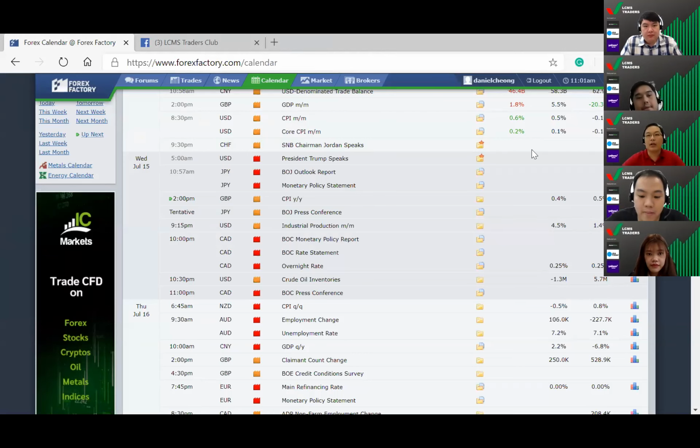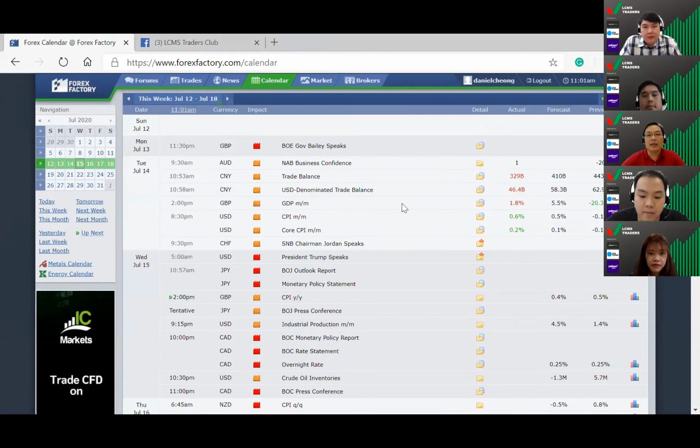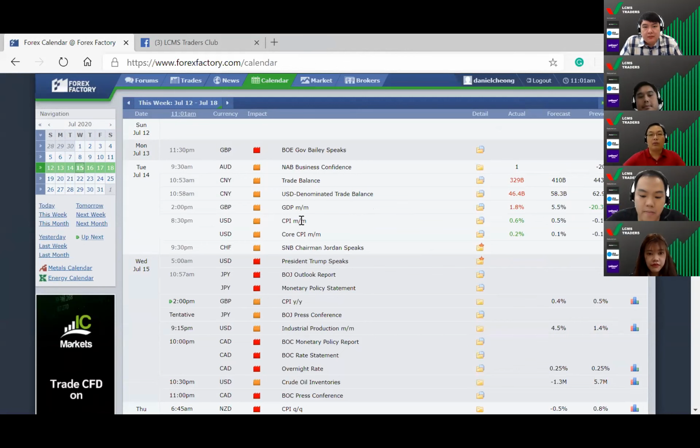Okay, so let's look at the Forex Factory. Yesterday we had the pound news of the GDP month to month. It was actually positive at 1.8% compared to the previous month of minus 20.3%. But overall it's an improvement, but it did not meet the market expectation. After the COVID-19 shutdown, they opened up, and they expected a robust expansion, estimated at 5.5%, and it didn't happen.